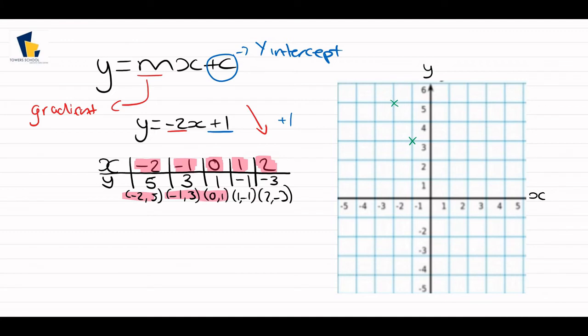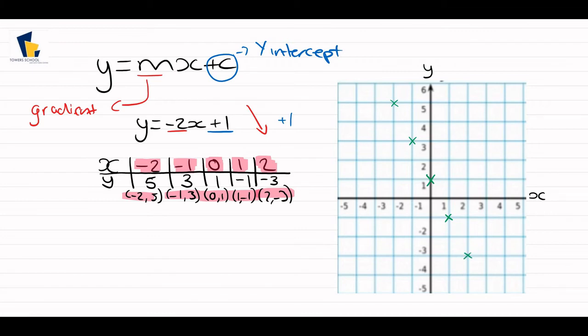We're now going to have 0 and 1. So to 0 on the x-axis, and then to 1. Then 1 and -1, so 1 on the x-axis, -1 on the y-axis. And then lastly, 2 and -3. So here we have got our points.